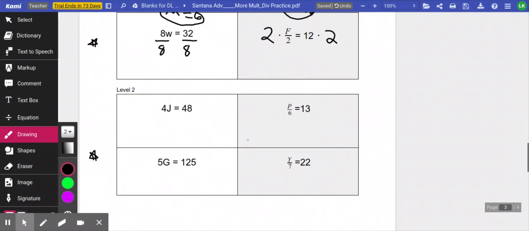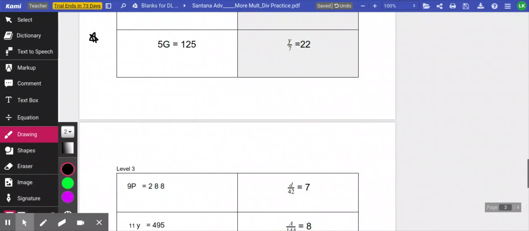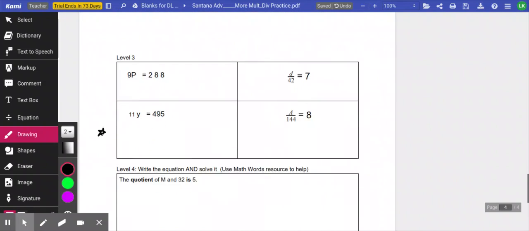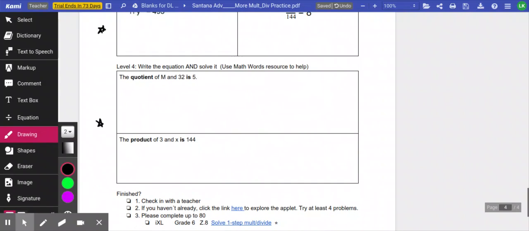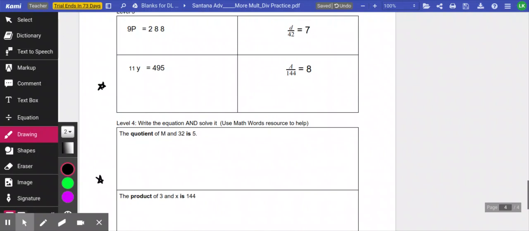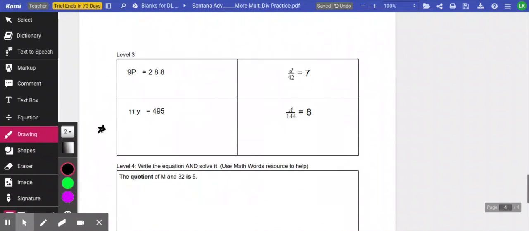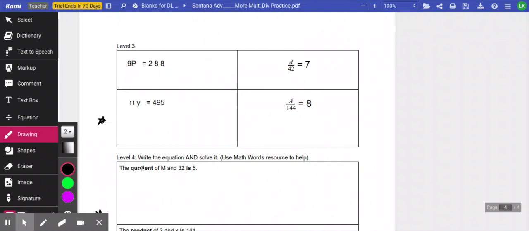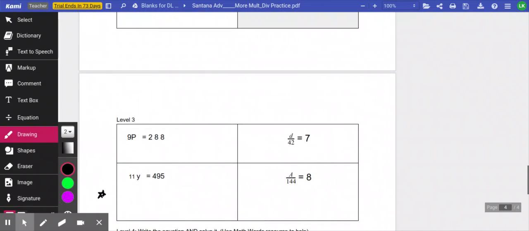So there are a couple levels here. Level 2, level 3, and level 4. So those are the ones you're going to complete. I wouldn't worry so much about down here unless you just have extra time and want to do those. But I'd like you to finish at least until level 4, the ones I put the stars on.